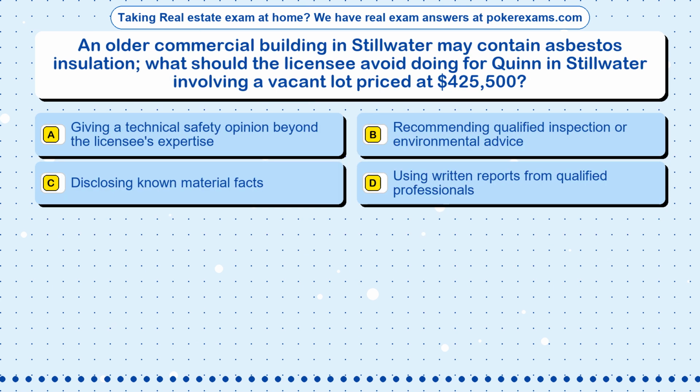Question 81. An older commercial building in Stillwater may contain asbestos insulation. What should the licensee avoid doing for Quinn in Stillwater involving a vacant lot priced at $425,500? Option A, giving a technical safety opinion beyond the licensee's expertise. Option B, recommending qualified inspection or environmental advice. Option C, disclosing known material facts. Option D, using written reports from qualified professionals.